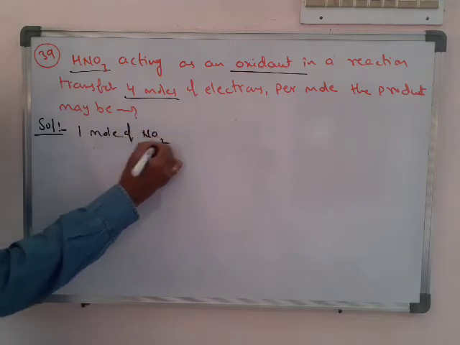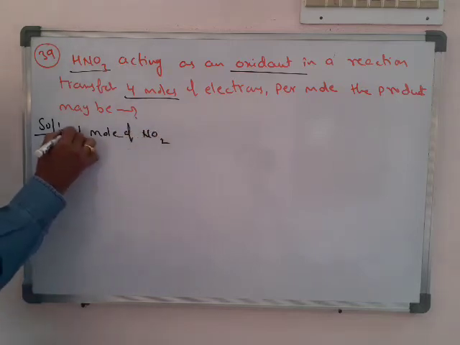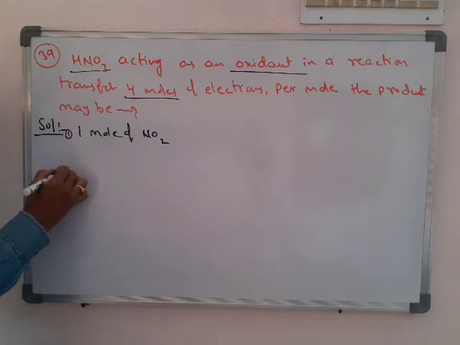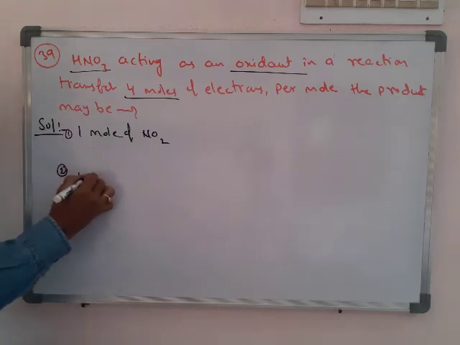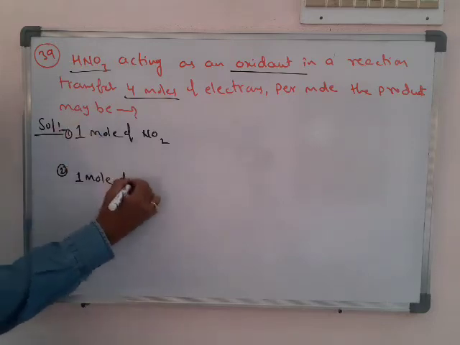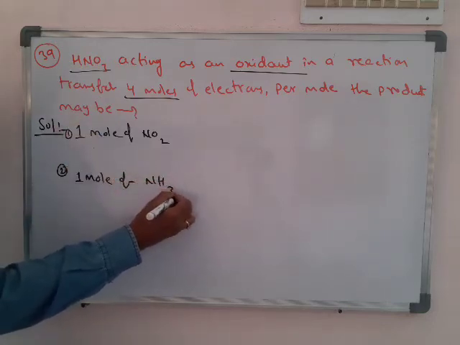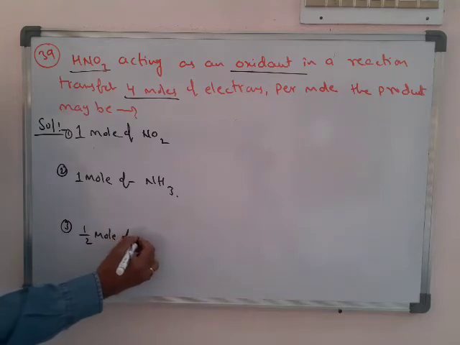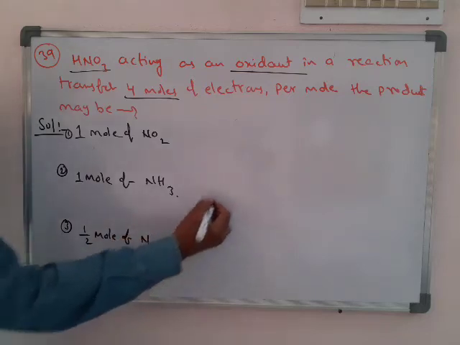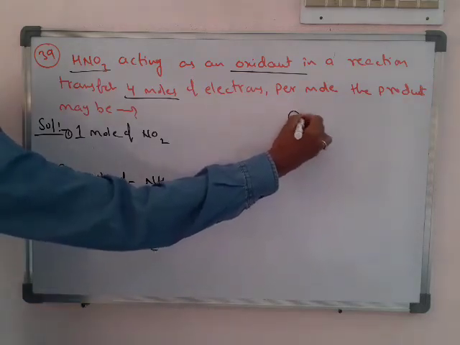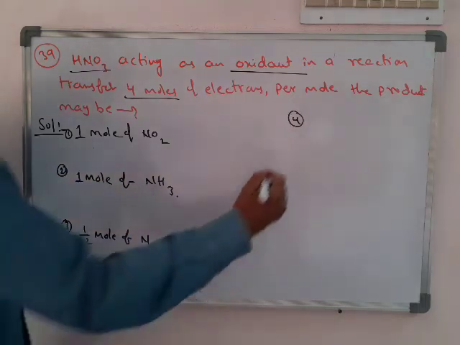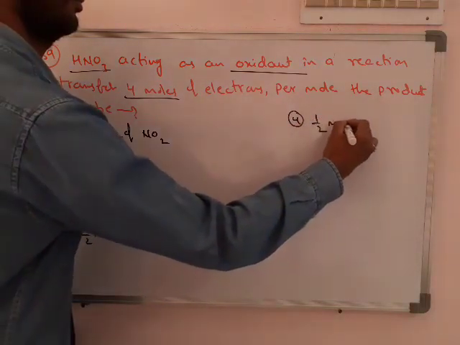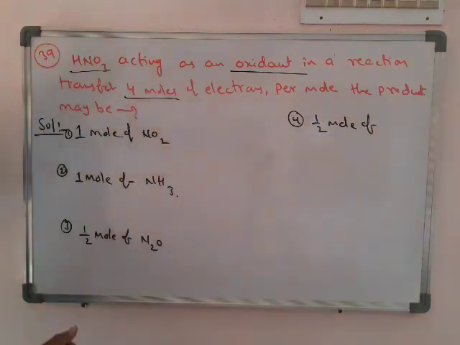1 mole of nitrogen dioxide. The second option is 1 mole of ammonia. Half mole of N2O. See the fourth option, 1/2 mole of N2.